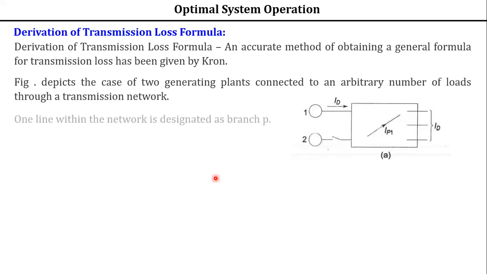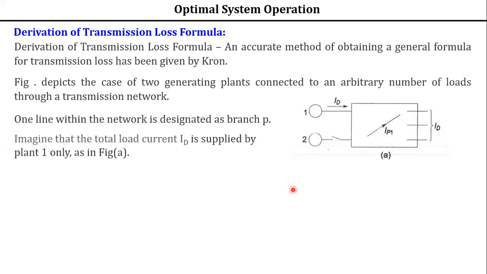Under this condition, when plant 1 alone is supplying, there are several three-phase lines in this network. Let us consider one line, that is one branch, as P, and the current through that line or branch is represented by IP1. Understood? So in those transmission lines, we are considering one line which is designated as branch P, and the current flowing through that branch P is indicated by IP1. Two plants are connected to an arbitrary number of loads through a transmission network. When plant 1 is supplying the load current, consider one line as a branch. The current through that branch is IP1.